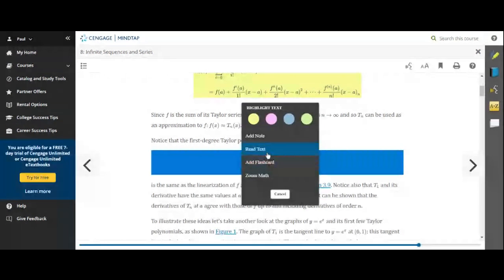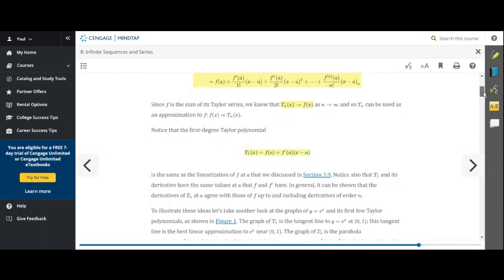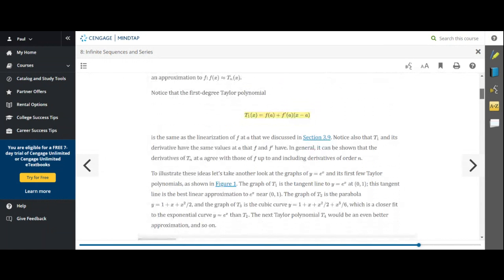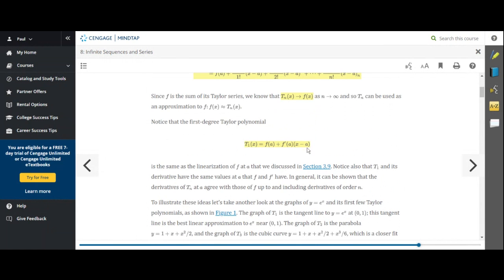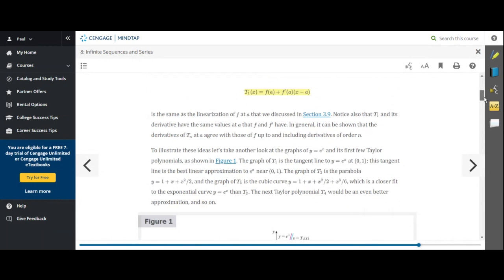For instance, the first degree Taylor polynomial is right here: f of a plus f prime of a times x minus a. That's a first degree Taylor polynomial. For the second degree Taylor polynomial, you would add another term: f double prime of a over 2 factorial times x minus a squared. That would be T sub 2. For T sub 3, you'd add the third degree term of the Taylor series. And so you can build up these Taylor polynomials as much as you want.